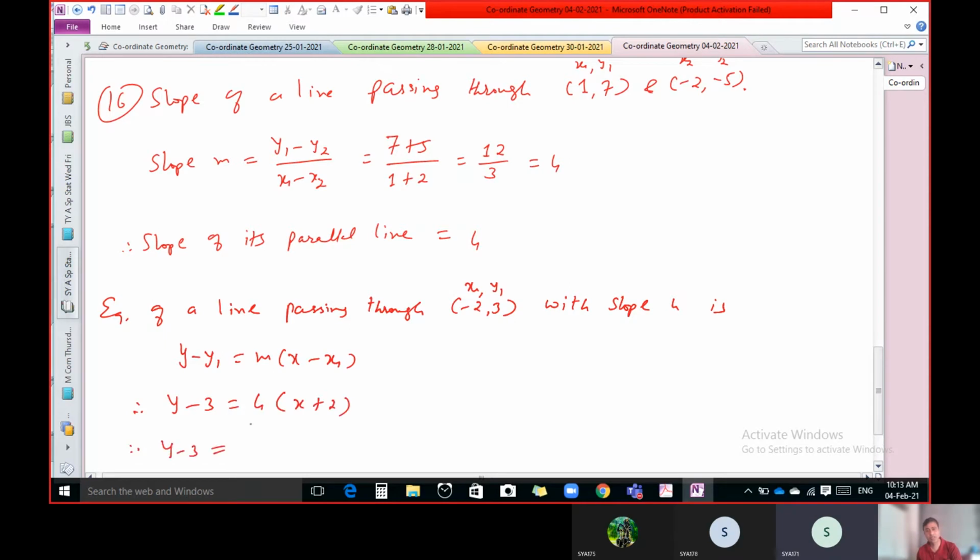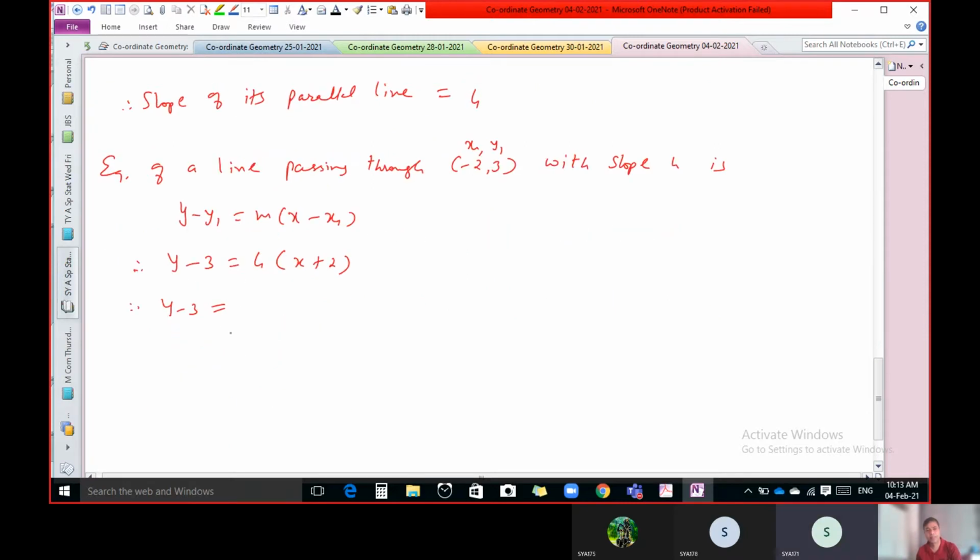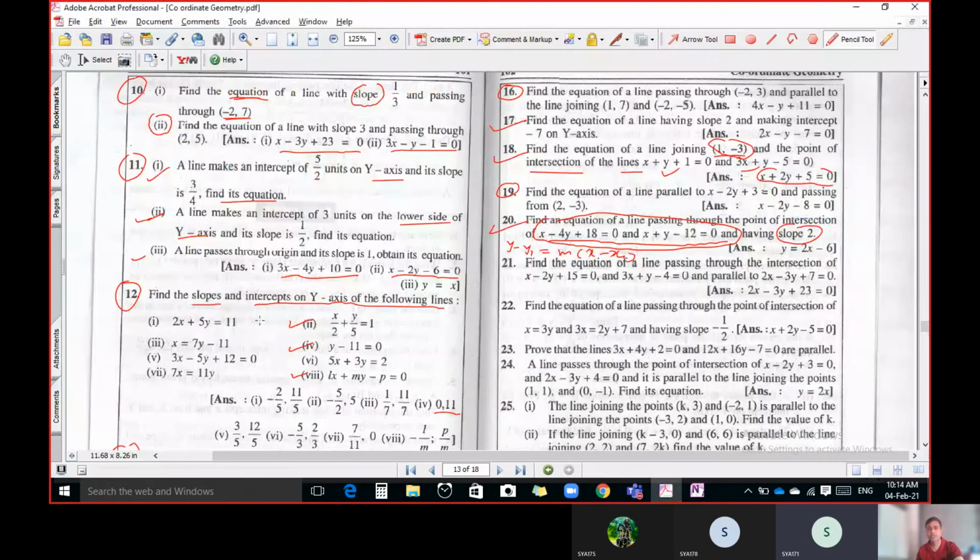Correct. So what is the final answer? 4x plus 8. Now take y and minus 3 on another side. So the final answer is 4x minus y plus, sorry, 8 plus 3 is 11. So the final answer is 4x minus y plus 11 equal to 0. This is the answer for question number 16.